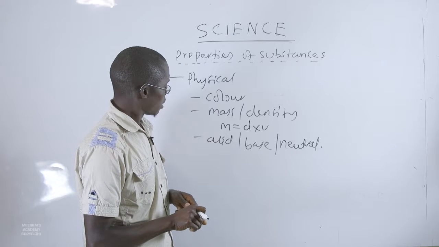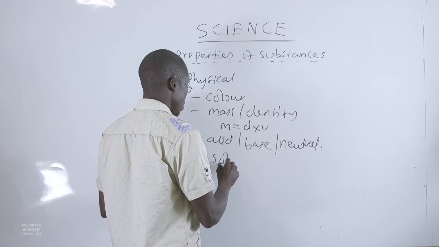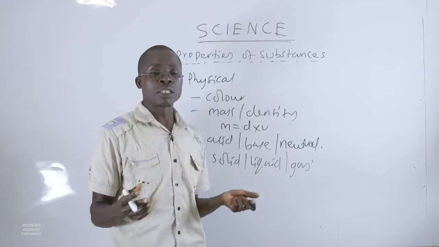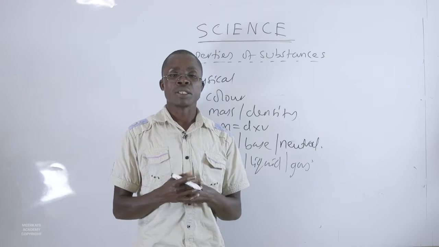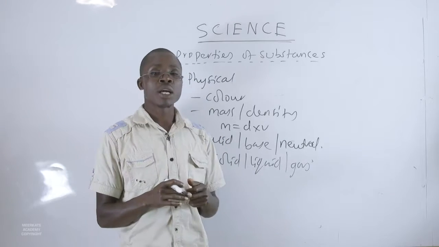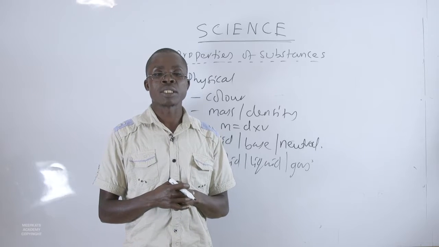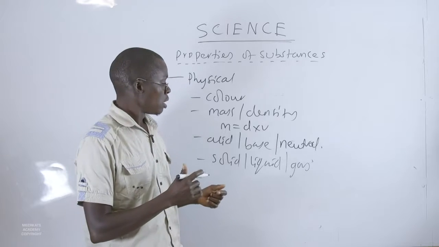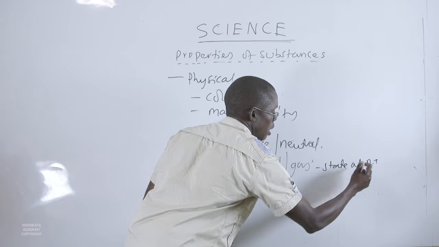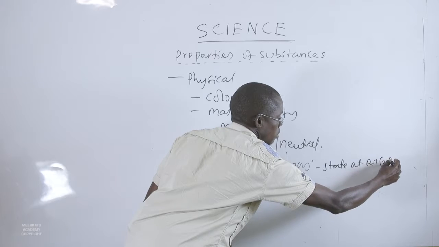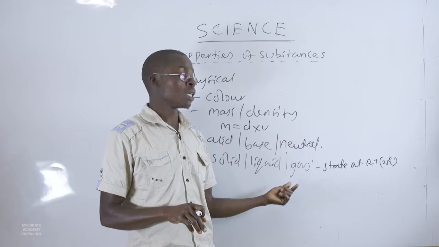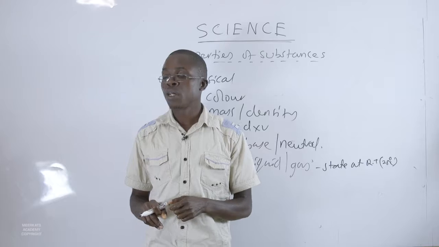Again, you can also look at it in terms of, is it a solid, liquid, or gas? For that particular substance you are talking about, is it a liquid? Is it a solid? Or is it a gas? In terms of this, you are looking at the state at which that substance exists at room temperature. When we talk about room temperature, we commonly talk about 25 degrees centigrade.